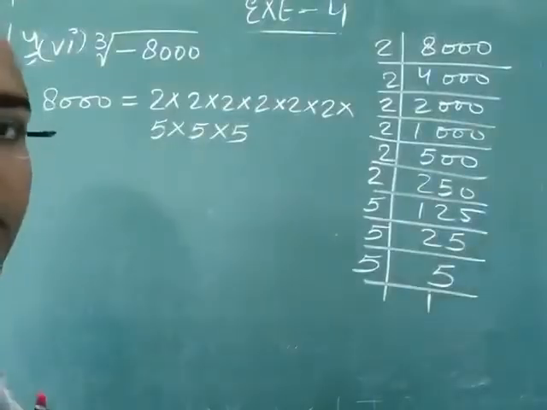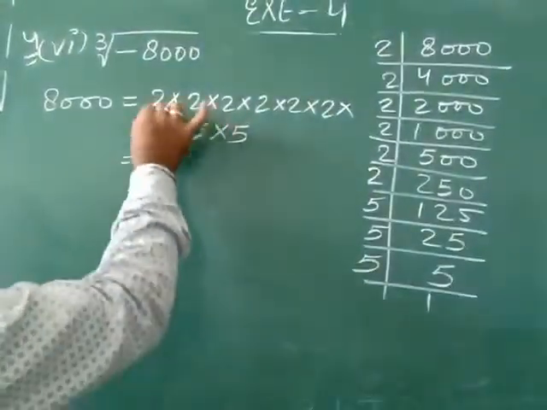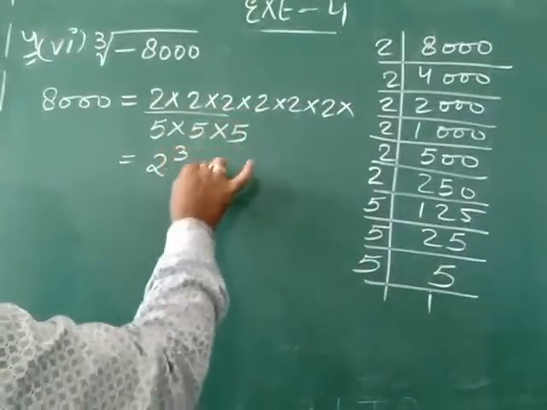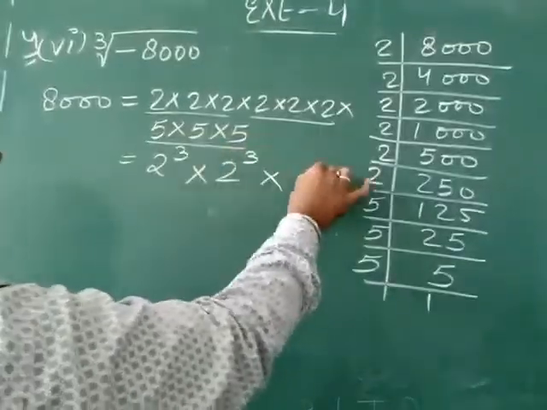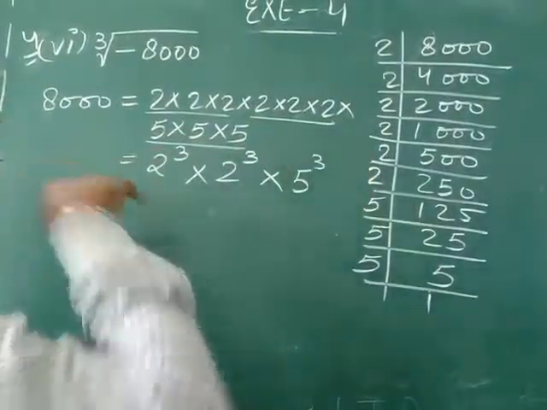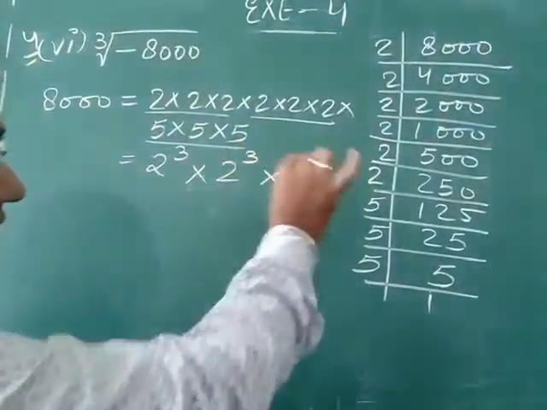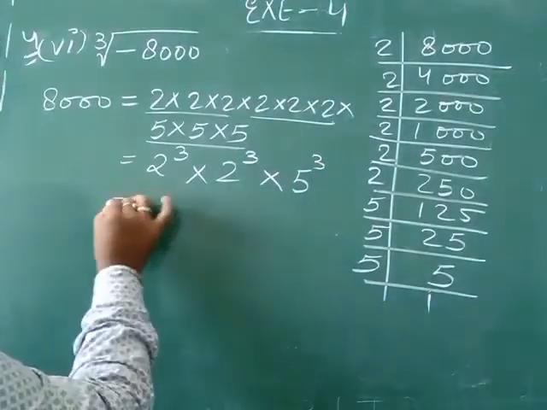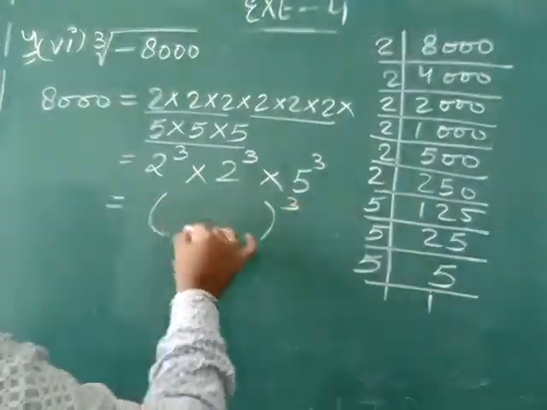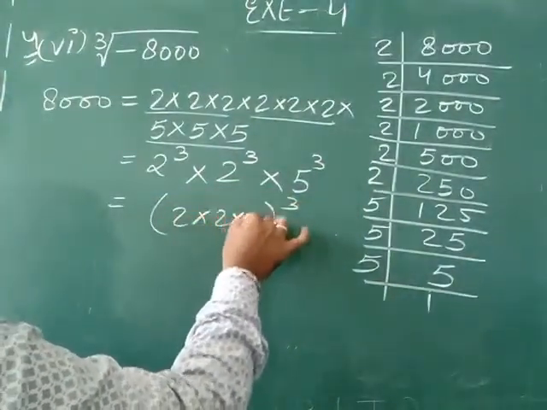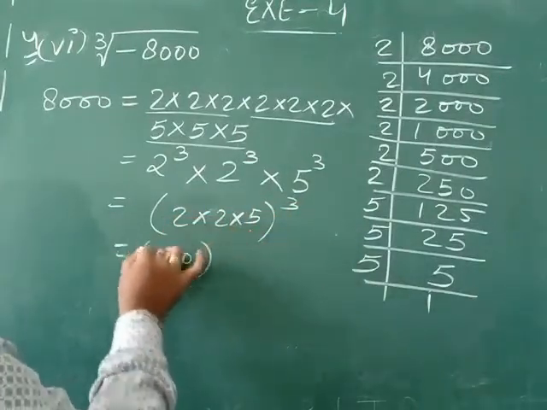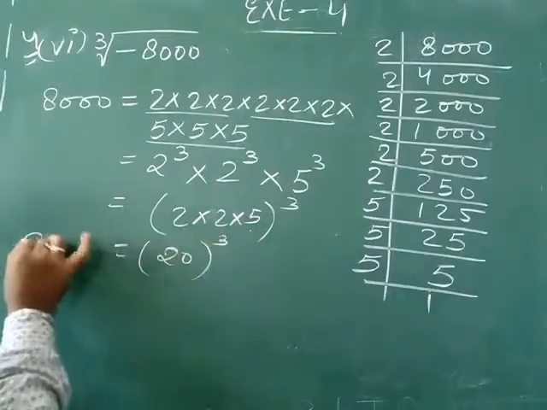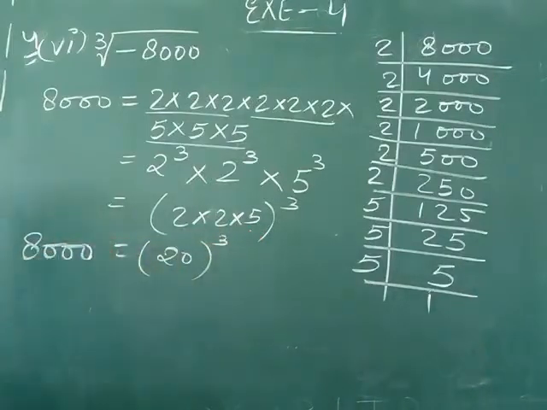Now we will write it in the form of cube. This is 2 power 3. This is also 2 power 3. This is also 5 power 3. Now all the numbers are having power 3. So we will take it whole power 3 and fill inside 2 into 2 into 5. That means 4, 5 tens are 20, power 3. The answer for 8000 has come: 20 power 3.